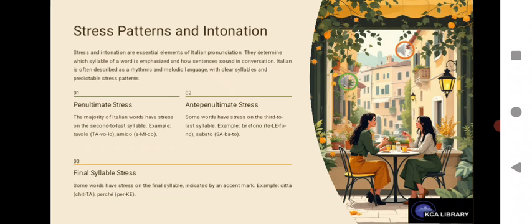Stress and intonation are key elements of Italian pronunciation. They determine which syllable of a word is emphasized and how sentences sound in conversation. Italian is often described as a rhythmic and melodic language, with clear syllables and predictable stress patterns.